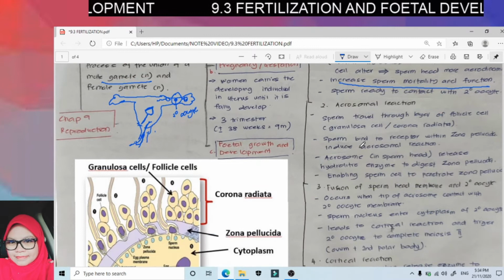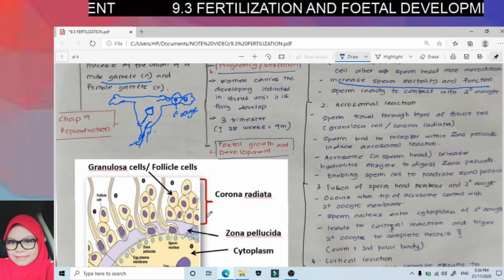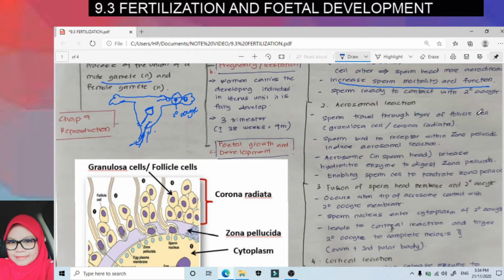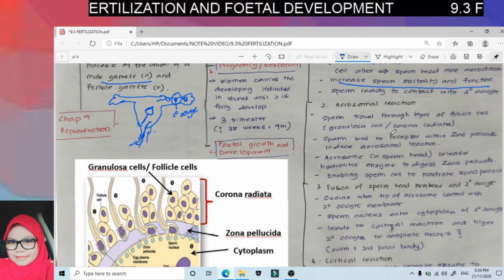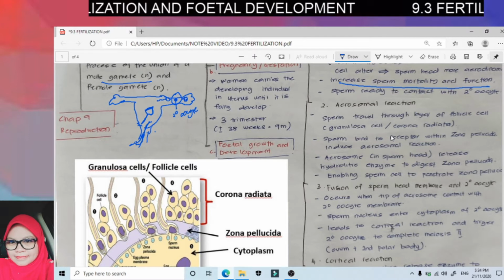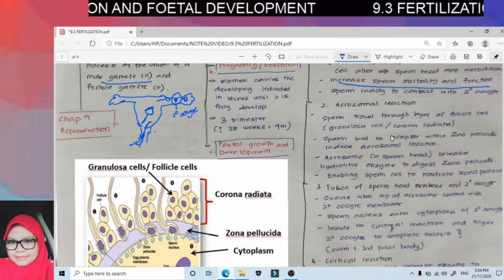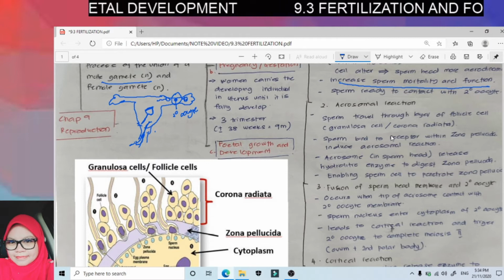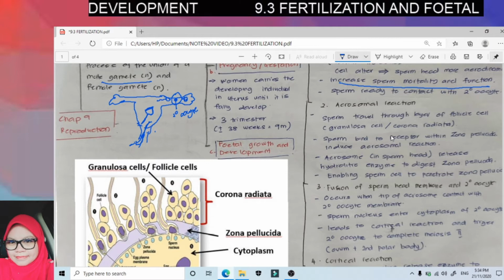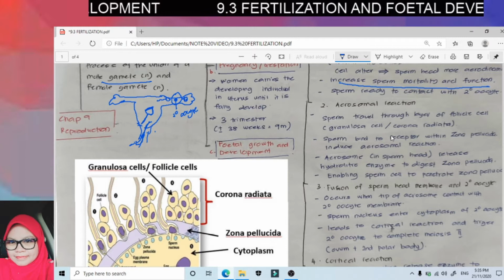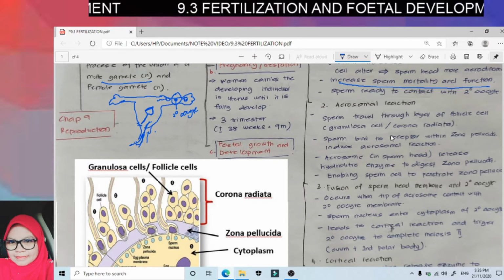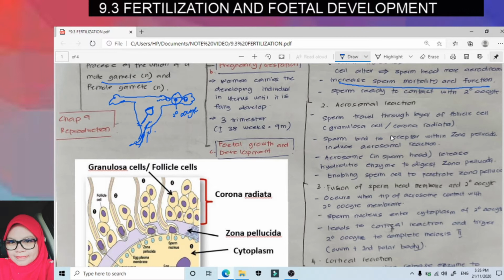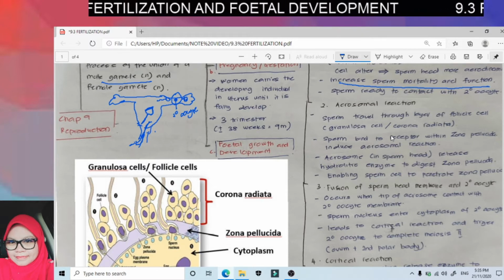So what happens in the acrosomal reaction? Let's look at this picture. The sperm travels through a layer of follicle cells, or granulosa cells. Now it has reached the secondary oocyte. The first layer it crosses is the follicle cell, or granulosa cell, and these cells are arranged loosely. Many sperm will cross the granulosa cells at the same time.